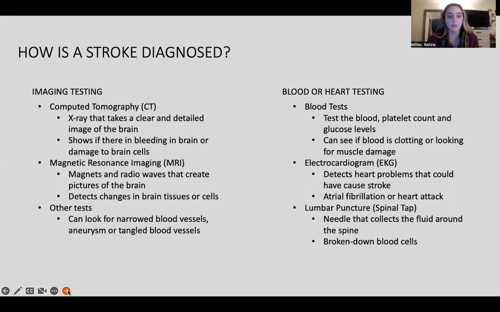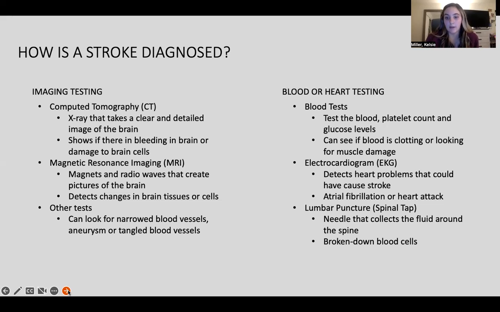Other tests that doctors use are tests that look for narrowed blood vessels, aneurysms, or tangled blood vessels. For blood testing, doctors will test your blood, the platelet count, and glucose level, and this helps to see if blood is clotting or they look for muscle damage. An EKG detects heart problems that could cause a stroke. Atrial fibrillation or a heart attack will be shown on the EKG.